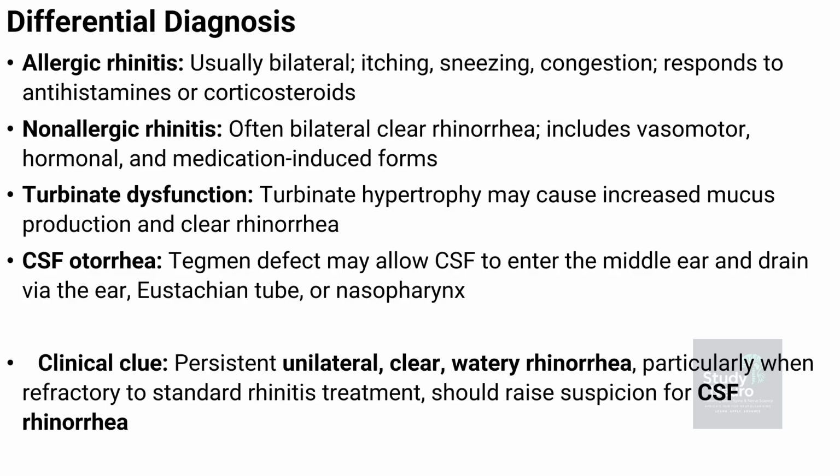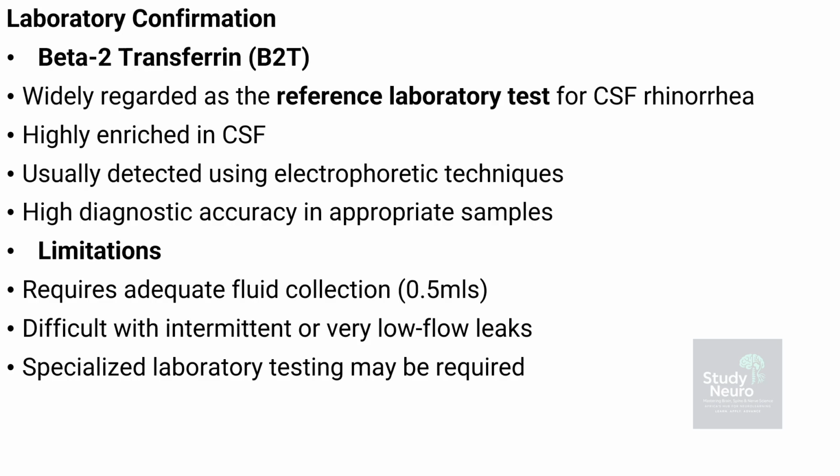Beta-2 transferrin is widely regarded as the reference laboratory test for cerebrospinal fluid rhinorrhea because it is highly enriched in cerebrospinal fluid and can be detected using electrophoretic techniques. However, adequate fluid collection is important, and intermittent or very low-flow leaks may make sampling difficult. Specialized laboratory testing may also be required. The key point is that beta-2 transferrin confirms the nature of the fluid. It does not identify where the leak is located.